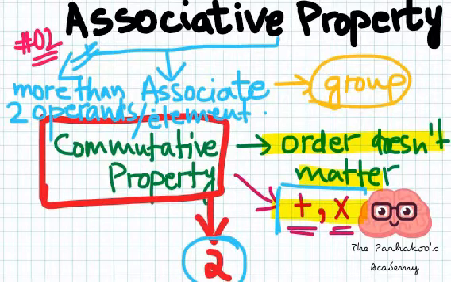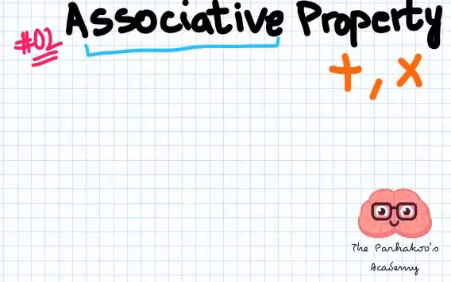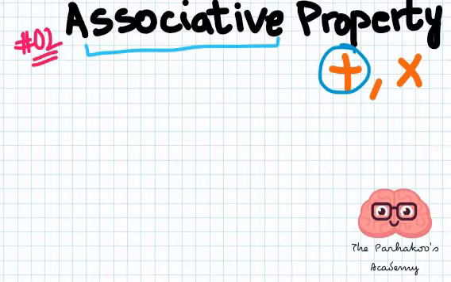We are just going to see addition and multiplication, because associative property is the same as commutative property. As commutative property is not valid in division and subtraction, associative property is also not valid for subtraction and division. It only works in addition and multiplication. So we are just going to see these two operations. Let's first see associative property in terms of addition.